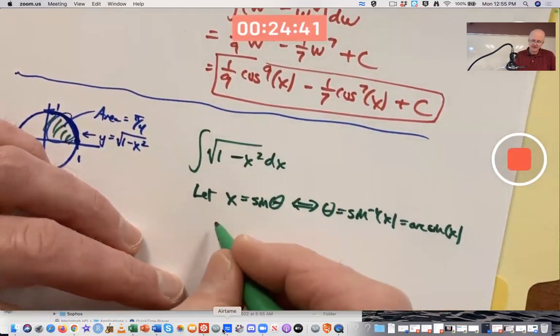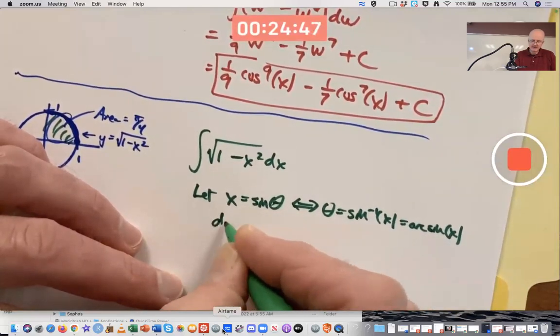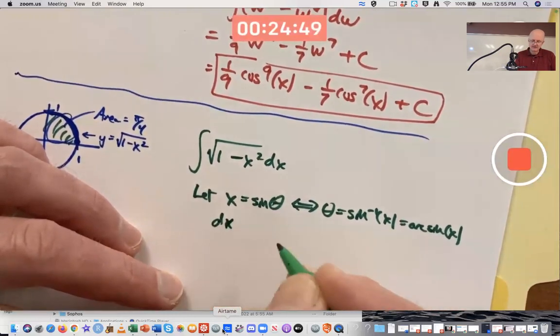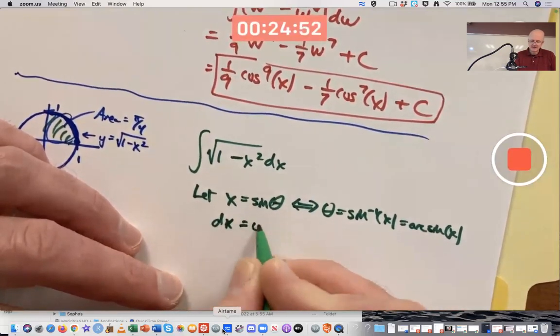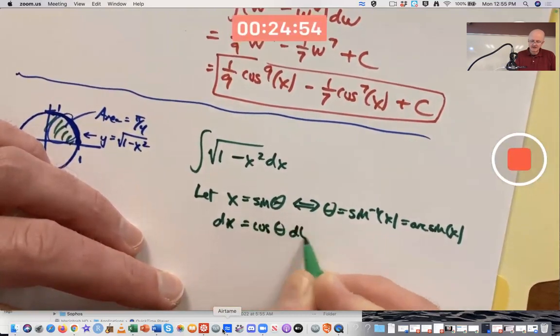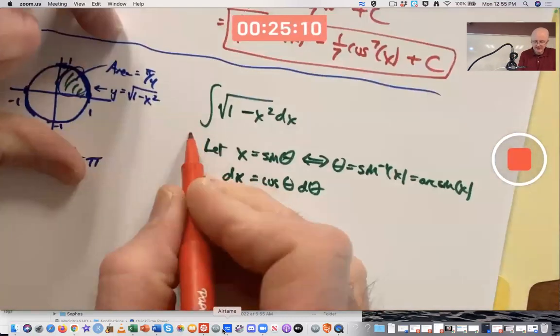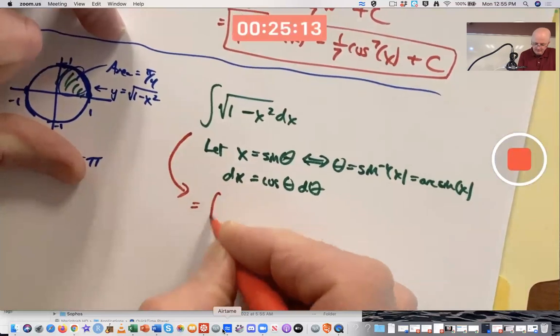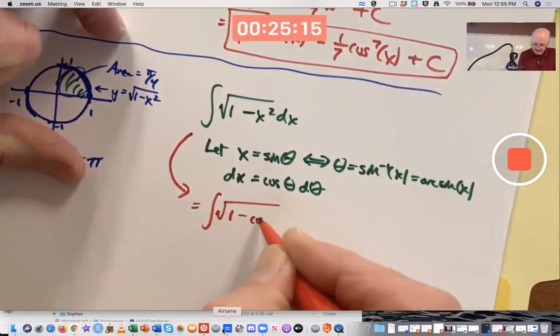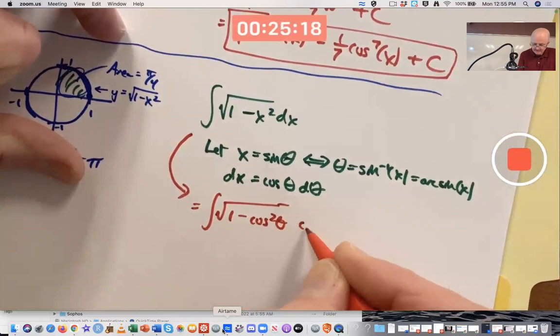Just like usual, we've got to find dx in terms of the new variable. Dx d theta would be the derivative of sine theta, which is cos theta. That means dx is that derivative, cos theta d theta. Right, since the derivative of sine is cosine. So now in this integral, I'm going to replace the x with sine theta, and the dx is going to get replaced with cos theta d theta, which makes the integral look harder, but it's actually easier. Looks can be deceiving.